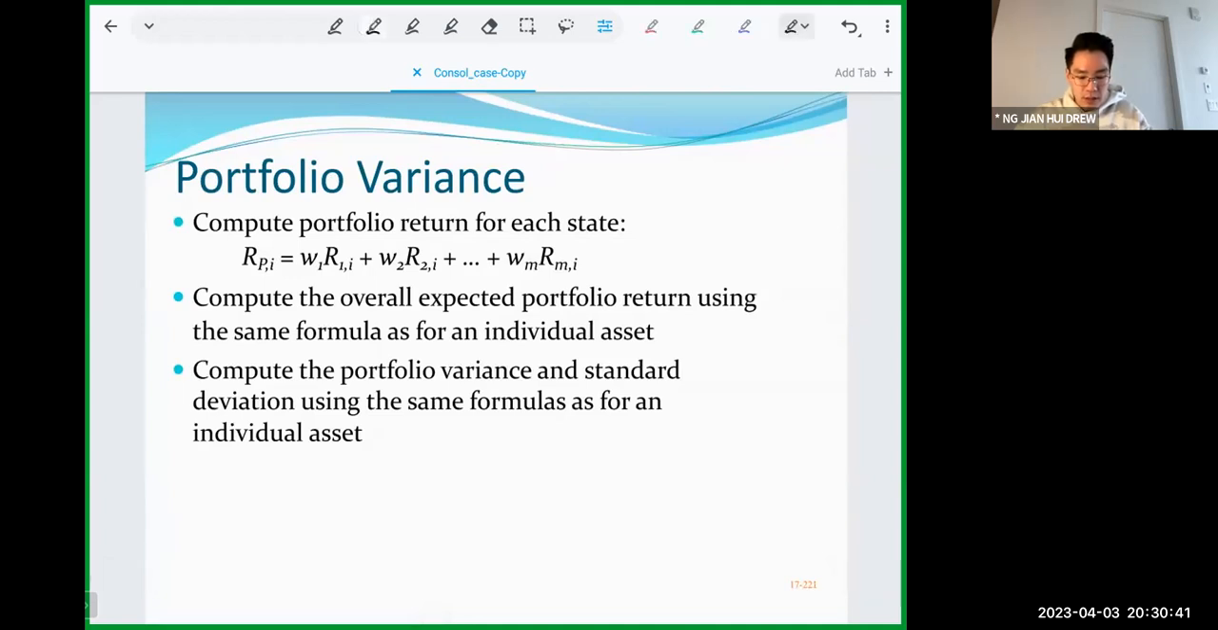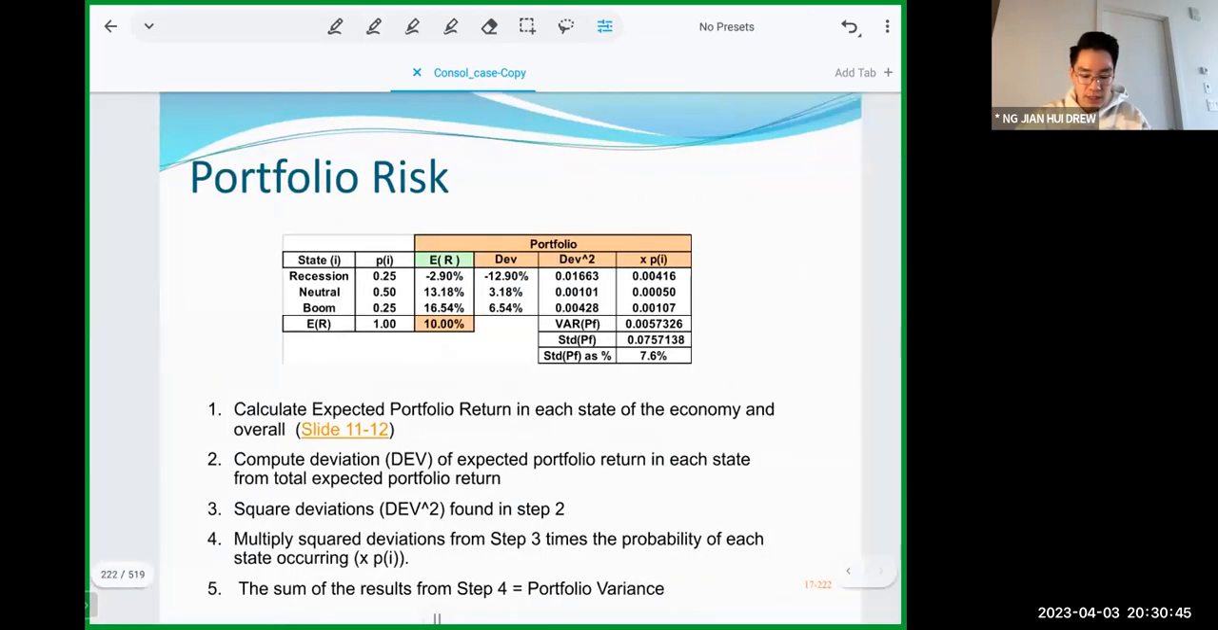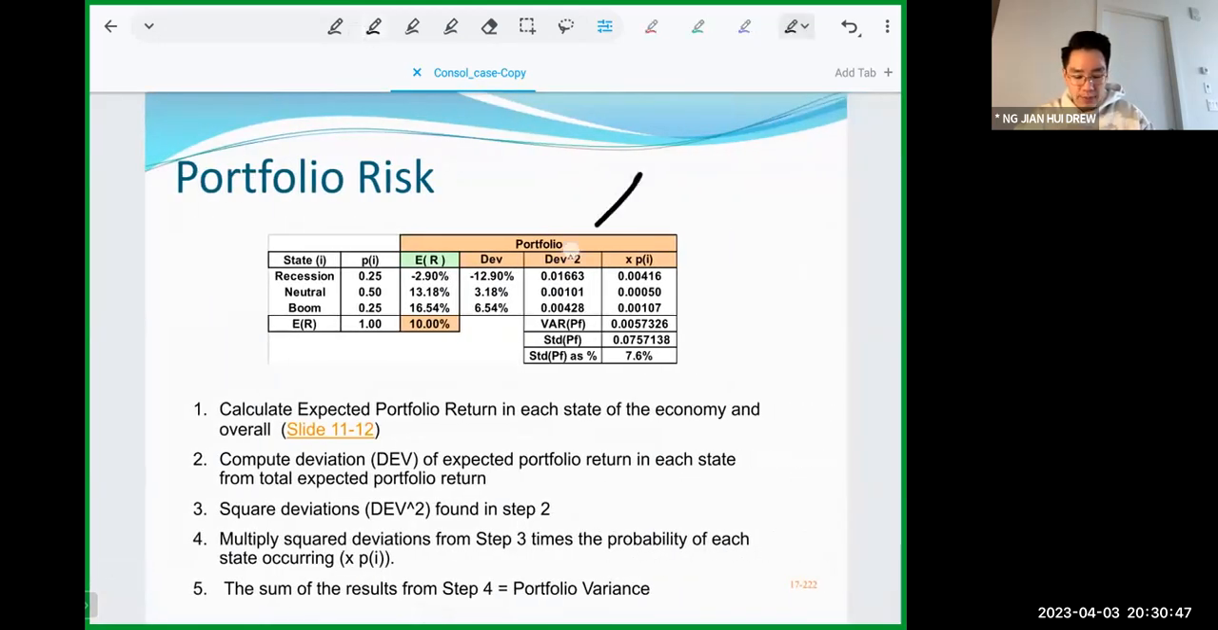So let's not look at this, it might be a bit confusing. Usually I will skip this slide because I have a better example that I have provided. I feel these two slides can confuse you quite a bit.